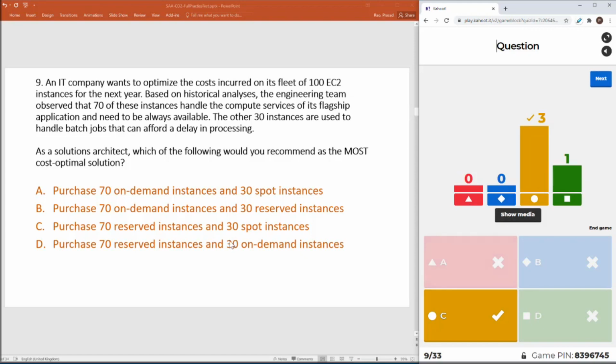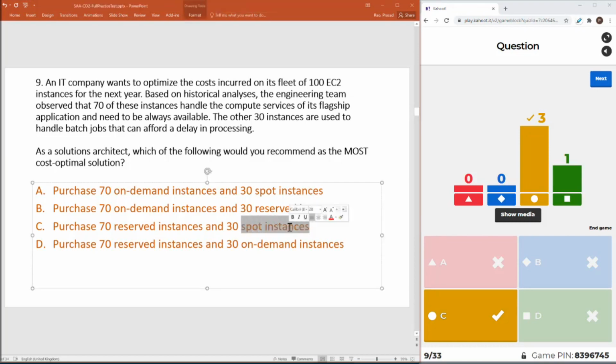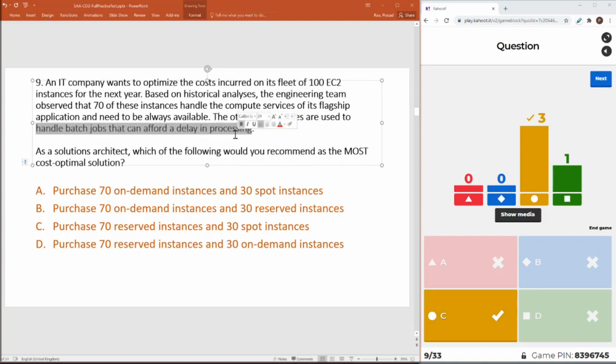Why it should not be on demand is because of the keyword most cost optimal. Between the two, spot instance is most cost optimal, but not every scenario can be handled by spot. But here they say that 30 instances are used to handle batch jobs that can afford a delay in processing. If it can afford a delay in processing, you can go for spot, because even if the spot instance has been terminated, you can start it again since it can afford a delay. So option C is the right answer.